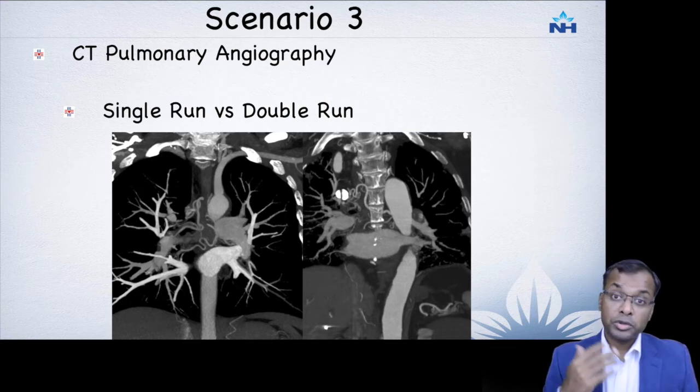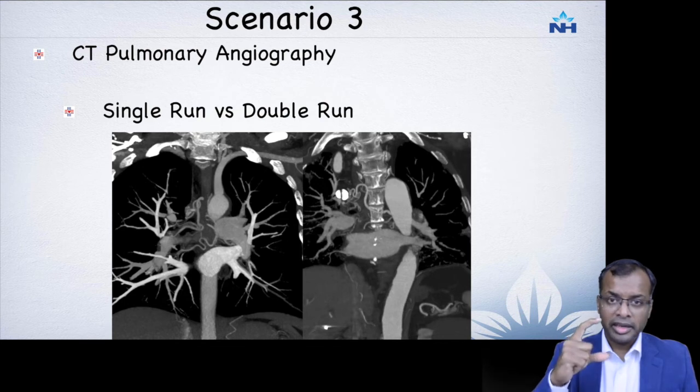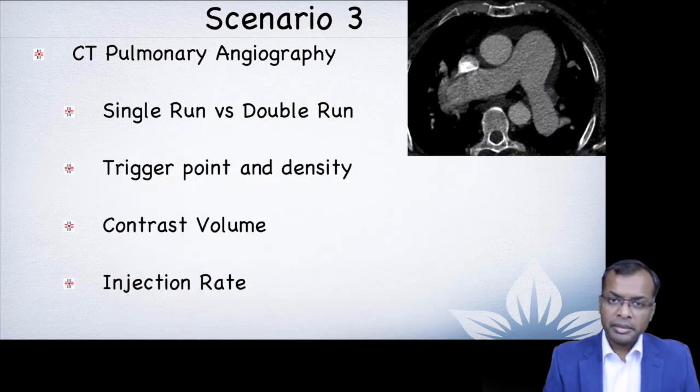So we follow two runs. First run, smaller area. Second run, larger area. So you get the best of both worlds in these patients. It is very important to understand the trigger point and the density at which you trigger. Remember, slower scanners trigger off in the SVC, RA or the right ventricle. Faster scanners you can trigger off in the pulmonary artery. The density of trigger is usually 100 HU in slower scanners and 150 Hounsfield units in faster scanners.